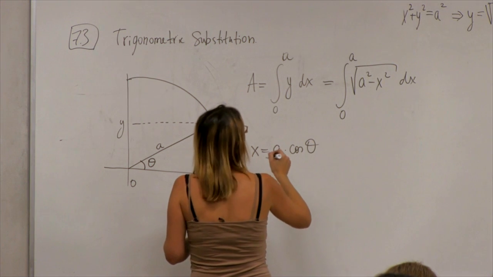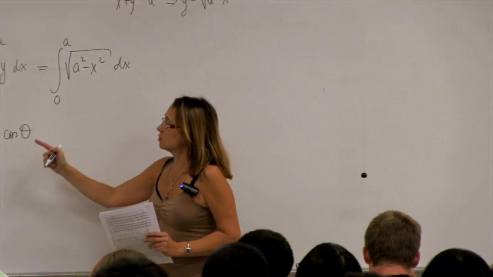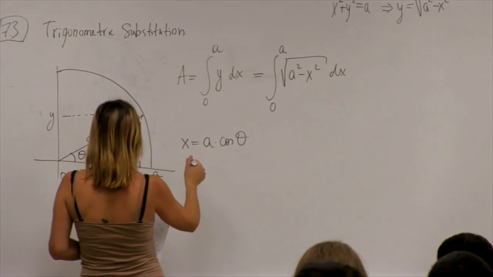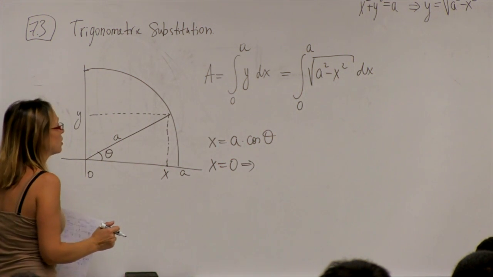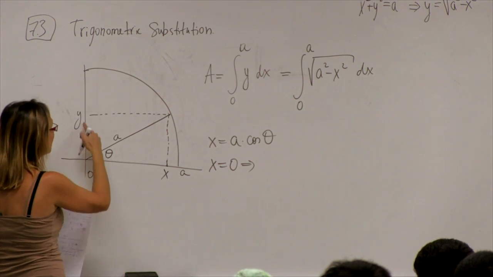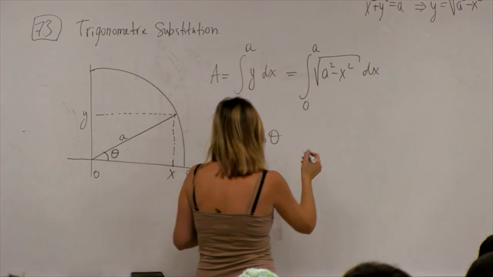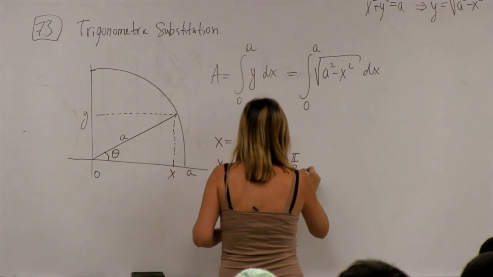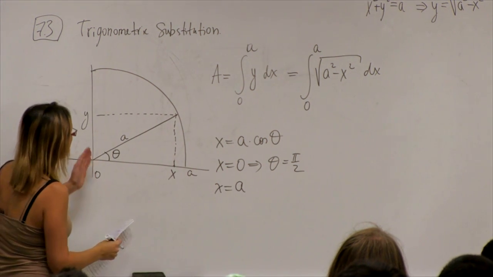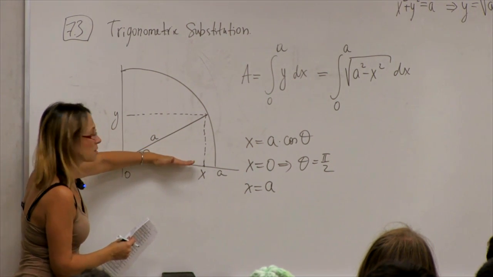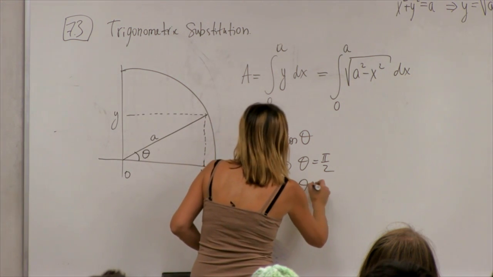Okay, and this is a substitution that I'm going to use for this integral. So let's just play with it a little bit. Let's say that when x is equal to 0, what is the value of theta? x equals 0 means we're here, right? So what is theta? 90 degrees, or pi over 2. So we can say that theta is pi over 2. When x equals a, because I go from 0 to a, x equals a means that I'm here. What is theta? It's 0, right? This whole thing collapses into a straight line. So theta is equal to 0.